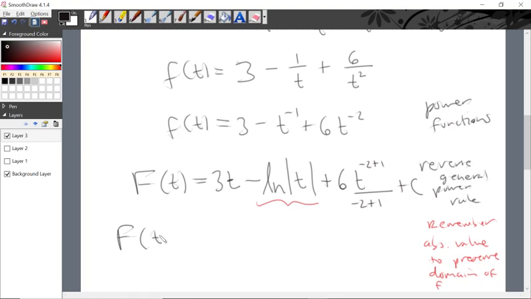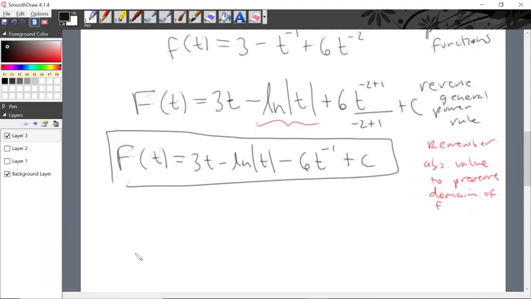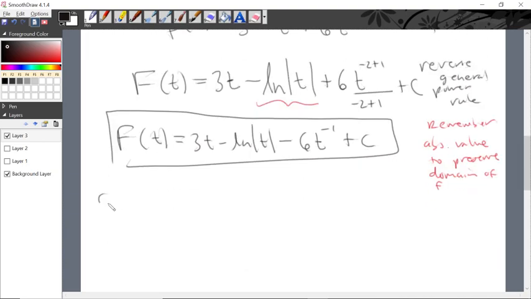And now let's simplify this a bit to clean it up. 3t minus the natural log of the absolute value of t. Negative 2 plus 1 is negative 1. So we can move that to the front here and make this a minus 6. And then that is a t to the negative 1 and then plus c. There's an answer. How can we check to see if our answer is correct?